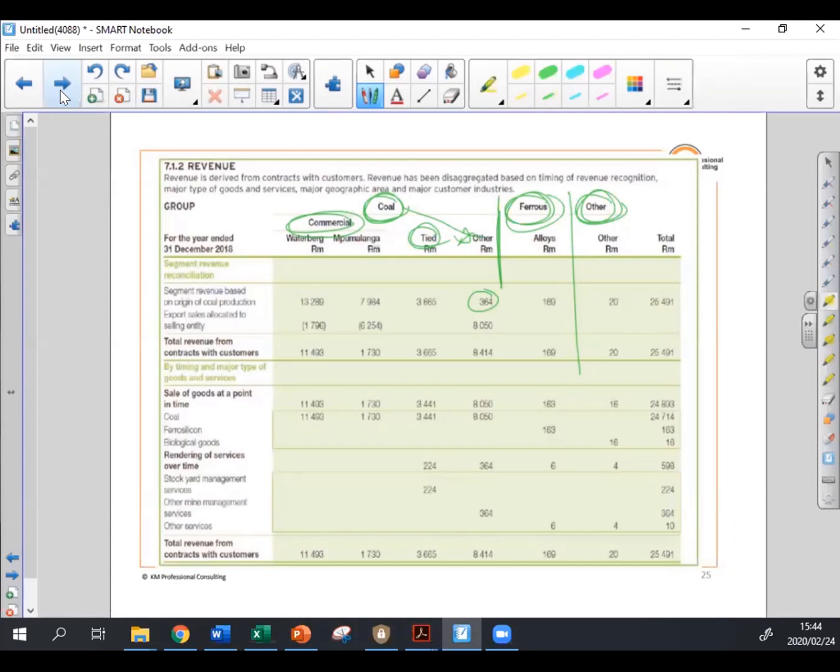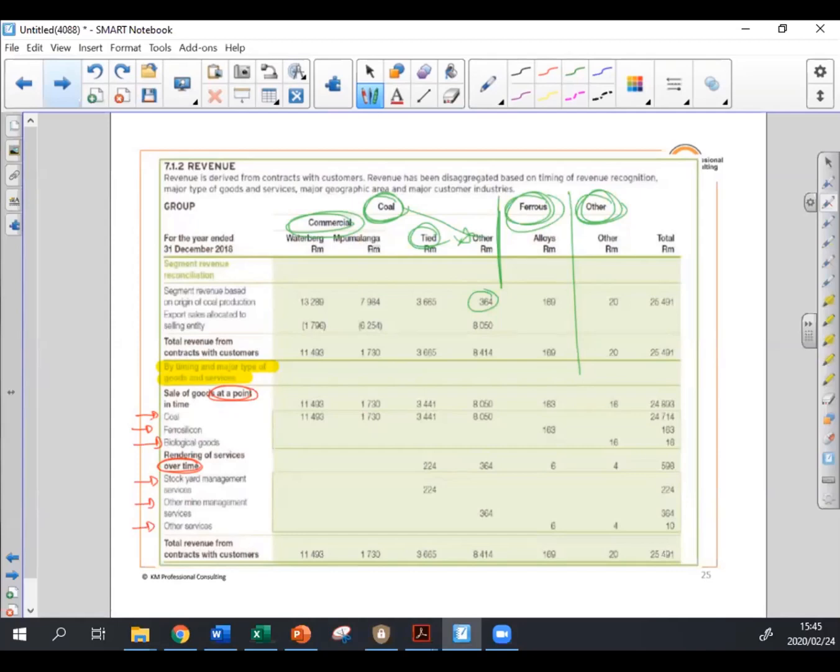Looking at rows, I know this can be a little overwhelming if you're not au fait with this kind of thing, but timing and major type of good and service. So they've incorporated both. They've said that items are recognized at a point in time, and we broke that up into our type of good or service: coal, I'm not even going to pretend to pronounce that, ferrosilicon, I think, and then other biological goods. Likewise, for the rendering of services, that revenue was obtained over a period of time, so addressing the timing. And then the services offered here were stockyard management, other mine management, and then other. And we'll leave it open to some kind of debate on another day as to how many others are actually in this note. I count 1, 2, 3, 4, 5, 6. I think about six references to other.